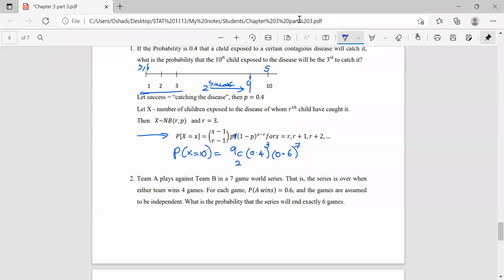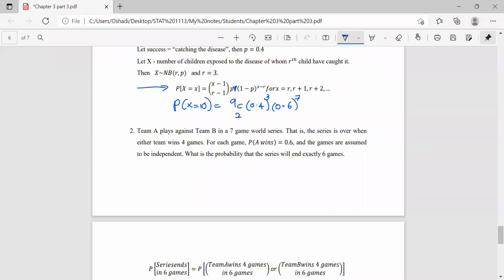Okay, next problem. Team A plays against Team B in a 7-game World Series. That is, the series is over when either team wins 4 games. For each game, the probability that A wins is 0.6 and the games are assumed to be independent. What is the probability that the series will end exactly, right? Exactly in 6 games.